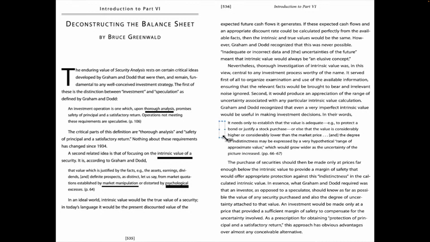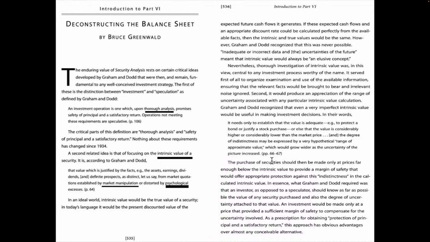In their words, this is their words: It needs only to establish that the value is adequate to protect a bond or justify a stock purchase, or else that the value is considerably higher or considerably lower than the market price. And the degree of the indistinctness may be expressed by a very hypothetical range of approximate value, which would grow wider as the uncertainty of the picture increased. And this is a great explanation of what that basically is trying to say.